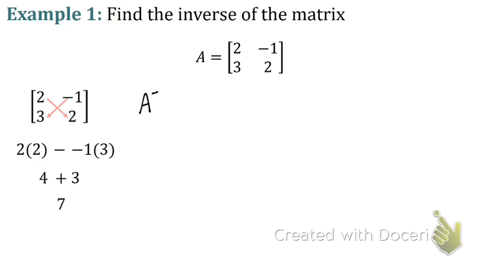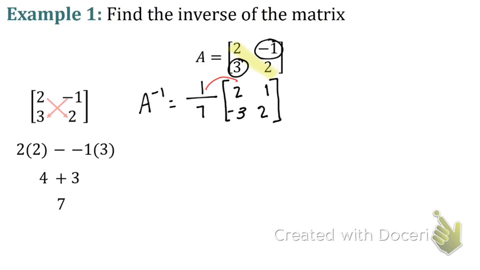So A inverse equals 1 over the determinant. And the determinant is 7 times, we need to swap A and D. So that's 2 and 2. They're the same number, so it didn't affect anything. Then we're going to bring down -1 and 3, except we're going to change their sign. So -1 is now positive, and 3 is now negative.